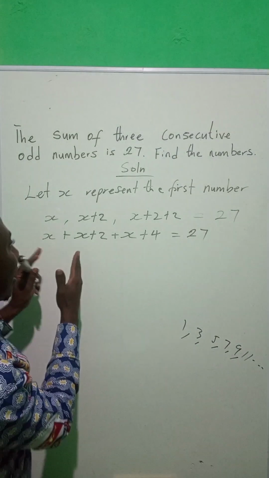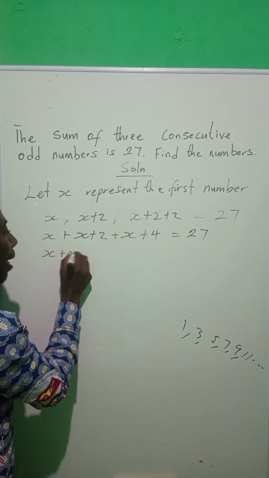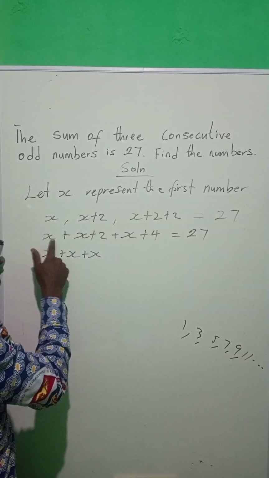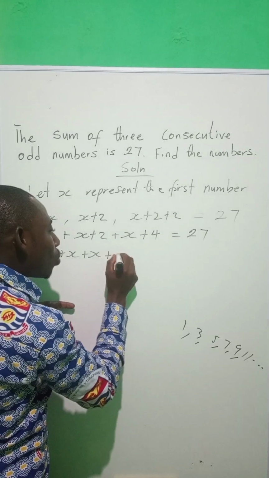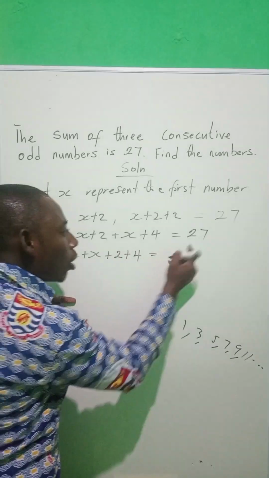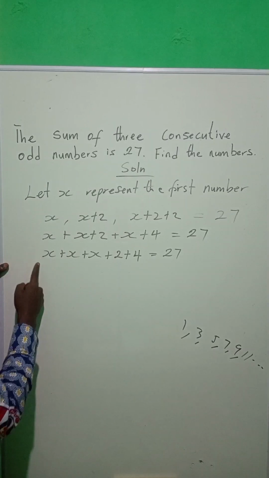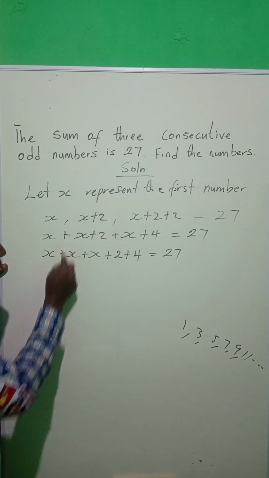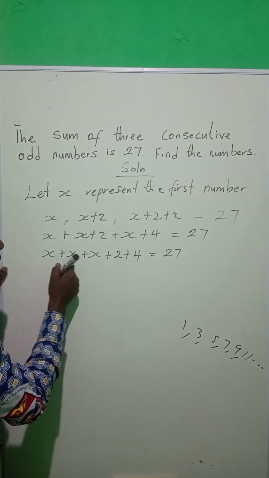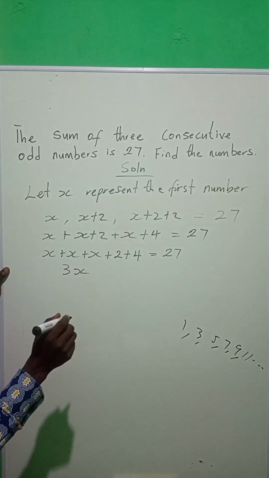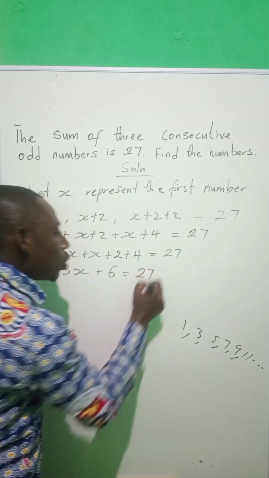Now when we get here, we can group the like terms. We let the x terms come to one side, then the numbers also come to one side. So we have 2 plus 4, all equal to 27. Each x has a coefficient of 1, so x plus x plus x is 3x. 2 plus 4 will give us 6, equals 27.